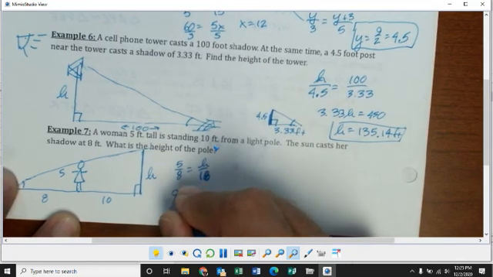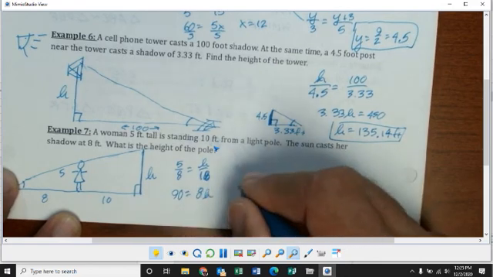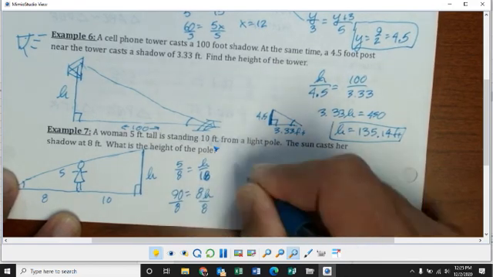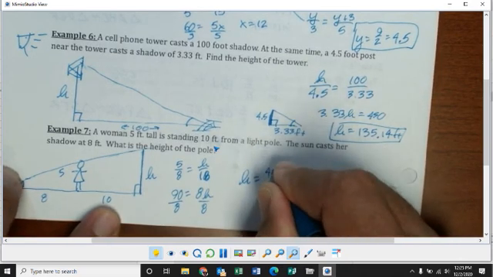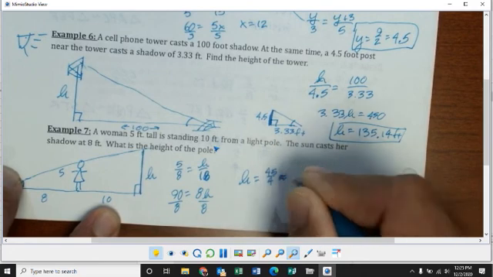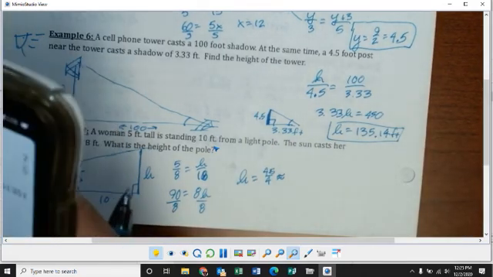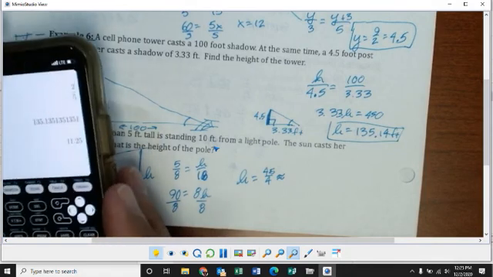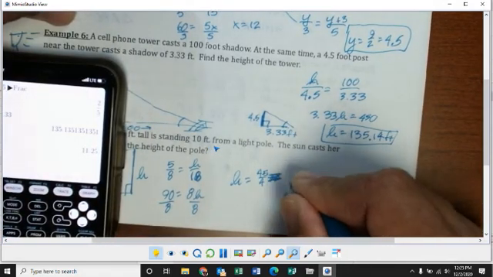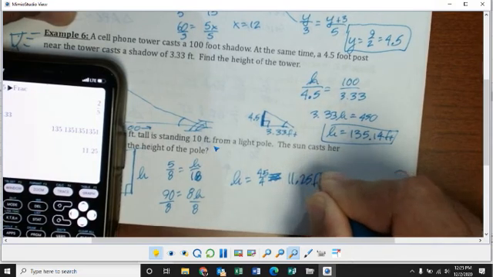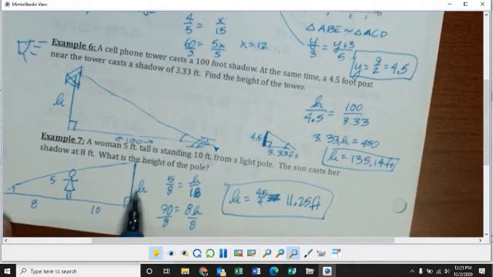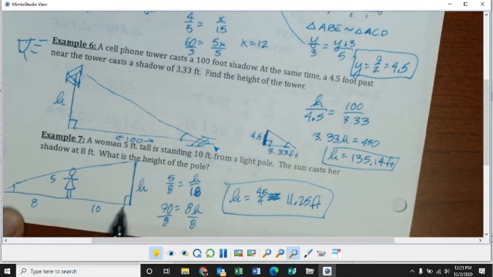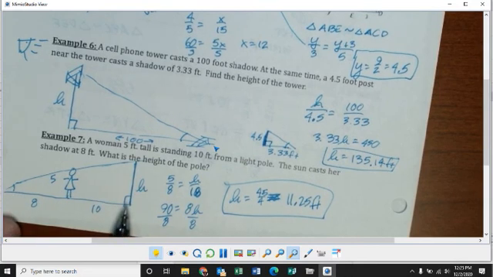So 18 times 5 is 90 equals 8h. So divide by 8. I'm going to get h equals 90 over 8, 45 over 4, which is simplest terms. 45 over 4 is approximately 11.25. It is exactly equal to 11.25 feet. So our light pole is 11.25 feet. It casts a shadow a total of 18 foot long. I think that's the way to read it.